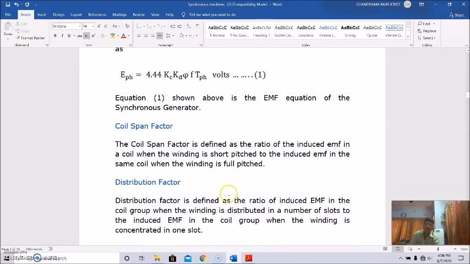Once again, the coil span factor is defined as the ratio of the induced EMF in the coil when the winding is short pitch to the induced EMF in the same coil when the winding is full pitch. And the distribution factor is defined as the ratio of the induced EMF in the coil group when the winding is distributed in a number of slots to the induced EMF in the coil group when the winding is concentrated in one slot. So that is the EMF equation of synchronous machines, that is, the synchronous generator.